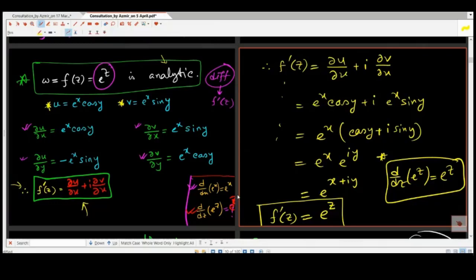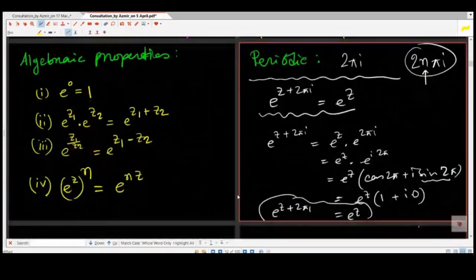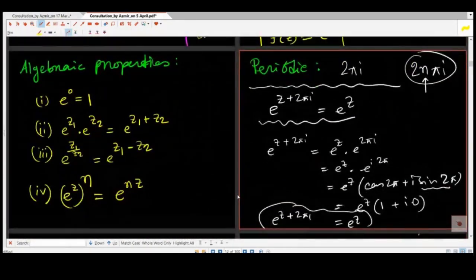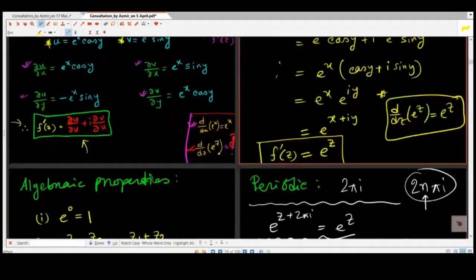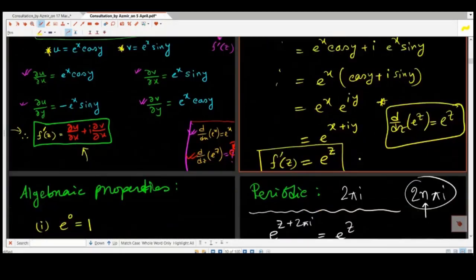So let's have a look at the properties of the exponential function. We know e to the 0 is 1, and e to the z1 times e to the z2 equals e to the z1 plus z2. We have applied this property here: e to the x times e to the iy is written as e to the x plus iy.